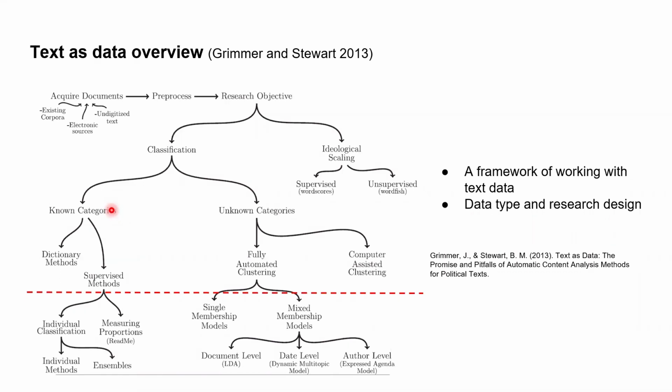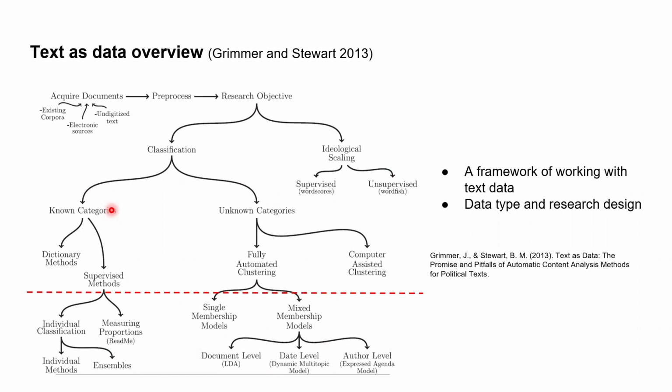Supervised, unsupervised, that's the same. And then they have a lot of kind of things here. I will elaborate each of them, but you have a sense, right? Dictionary or machine learning approach. Dictionary is very inflexible. You have a dictionary of words, but machine learning is more flexible.